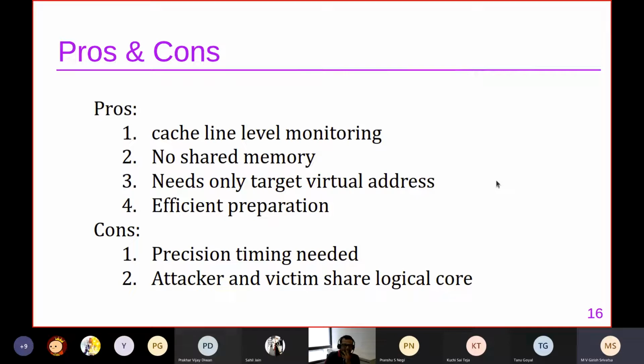The attack collide plus probe gives us cache line level monitoring, but you do not require any shared memory. The only requirement is a high precision timer, since to distinguish between a victim's accesses, you will need to be able to distinguish between an L1 access and an L2 access, unlike in most attacks where you will be distinguishing between LLC access and LLC miss. Another major requirement of this attack is that the victim and attacker must have the same logical core, the same thread within the same physical core.